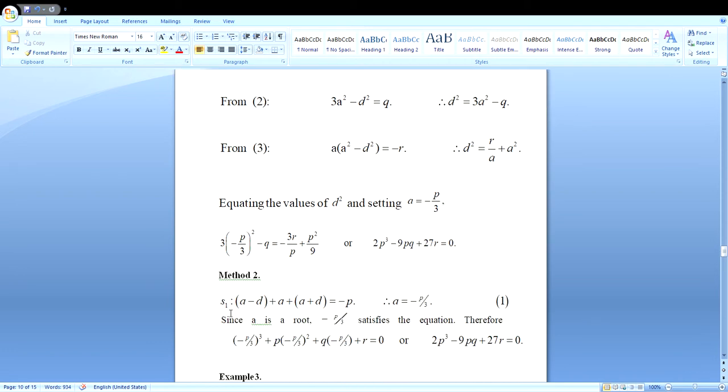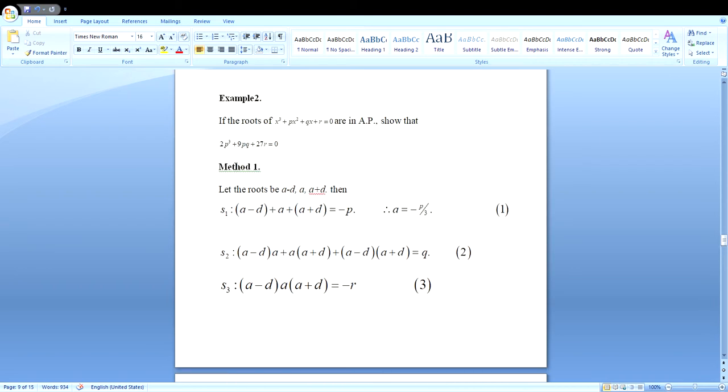Another method, from S1 itself we can write the condition. S1 is the sum of the roots taken one at a time, that is a minus d plus a plus a plus d equal to minus p. Therefore, we have a equal to minus p by 3. Since a is also a root of the given equation, minus p by 3 satisfies the equation. Therefore, we can replace x by minus p by 3, that is, minus p by 3 whole cube plus p into minus p by 3 square plus q into minus p by 3 plus r equal to 0.